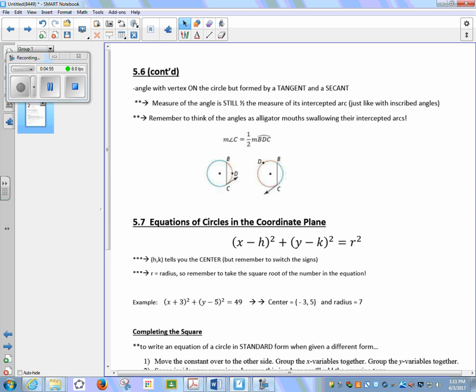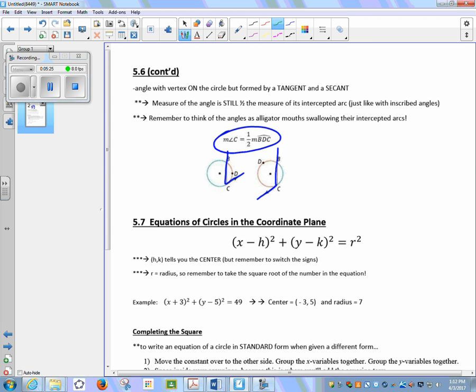Also in that section, angles with a vertex on the edge of the circle. The other type of angle looks like this. It's formed by a tangent and a secant. Tangent and secant. Not called inscribed angles anymore, but it's the same formula. So anytime you have a vertex on the edge of the circle, that means it's 1/2 of its intercepted arc.